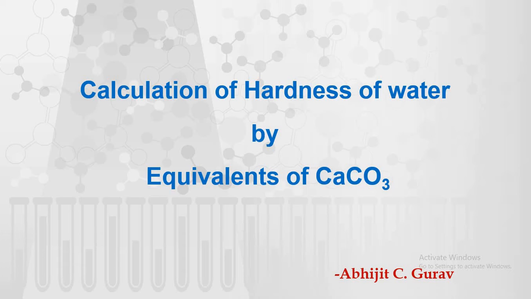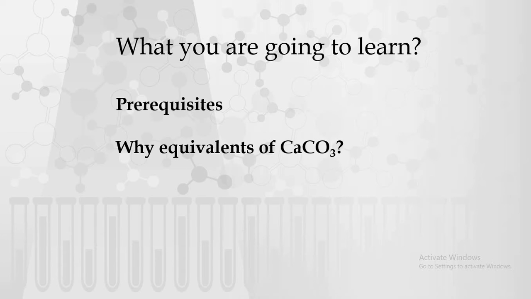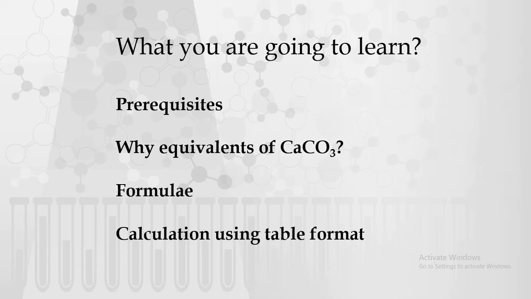In this lecture, we are going to learn the calculation of hardness of water by equivalence of CaCO3. Let us see one by one. In this lecture, you are going to learn some prerequisites required for the calculation, then why equivalence of CaCO3 is used, then the different formulas, and at the last, calculation by using table format. So this is the simplified format by which you can calculate the hardness of water by equivalence of CaCO3.